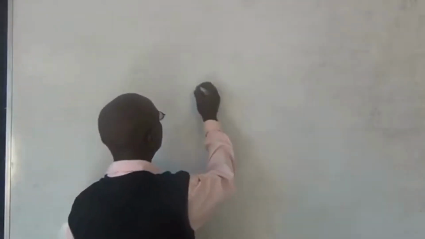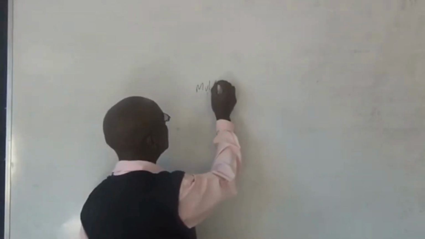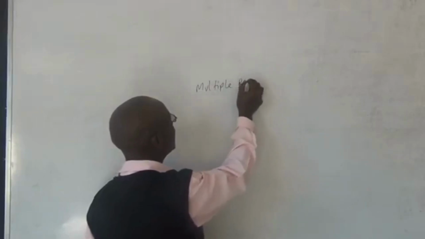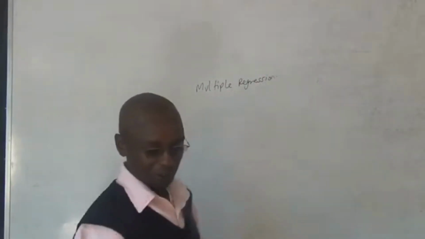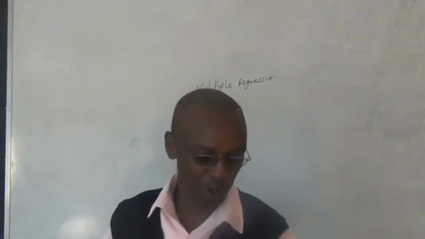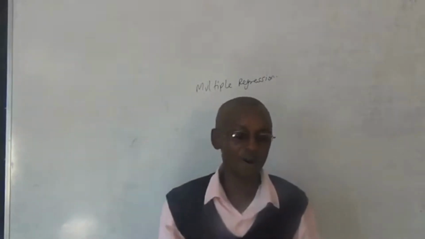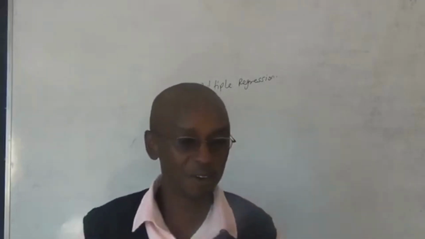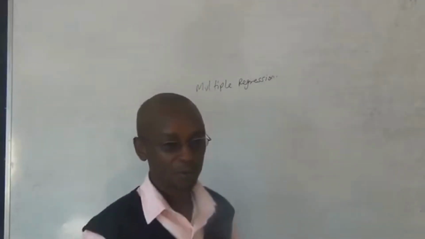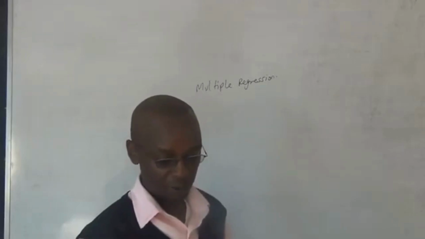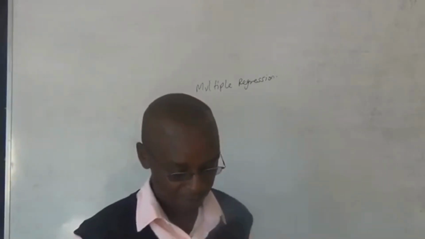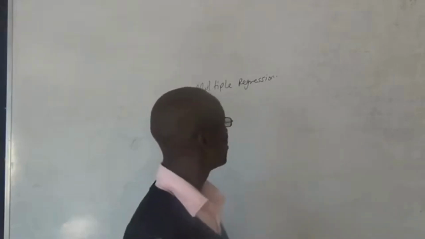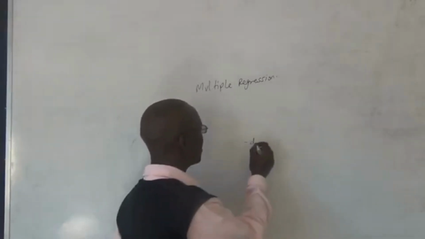Second one is multiple regression. Multiple regression involves two or more independent variables. Sales depends on advertising.